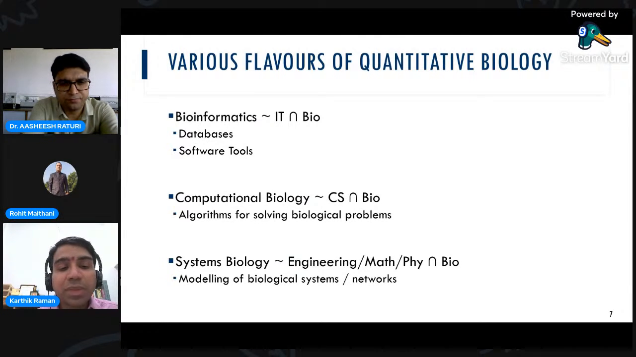And then you have systems biology, which is basically where I work, which involves the application of engineering, mathematics, or physics concepts and principles to biology. And it revolves a lot around modeling biological systems and networks.